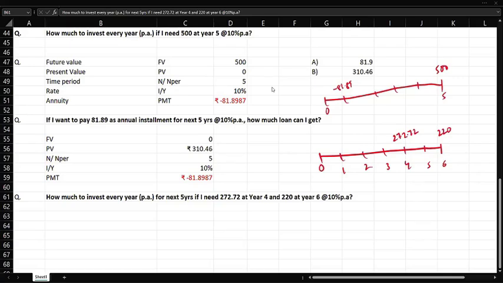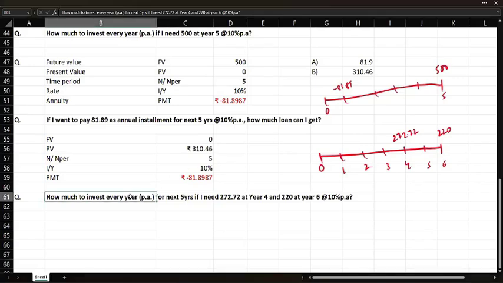Let me be very clear again. Please be clear that the investment amount is going to be the same for the next 5 years. That is not changing. That is an annuity. So your investment amount is not changing and you're investing this money for the next 5 years. Once I tell you the answer, you will be able to see that this is nothing but a variation of the first problem.